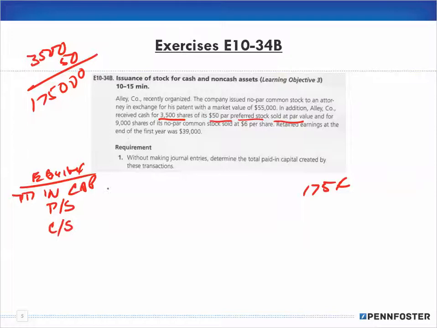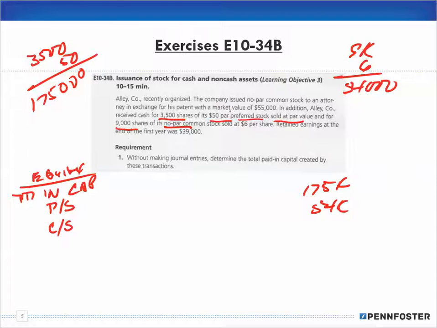So now let's look at our common stock. Our common stock was 9,000 shares of its no par common stock, sold at $6 per share. Well, that's not important. So I have 9,000 shares. I'm sorry, it's not important from the perspective of cash received. I shouldn't have crossed that out. So I have 9,000 shares at $6 a share, which is 54,000. So my common stock is 54,000.